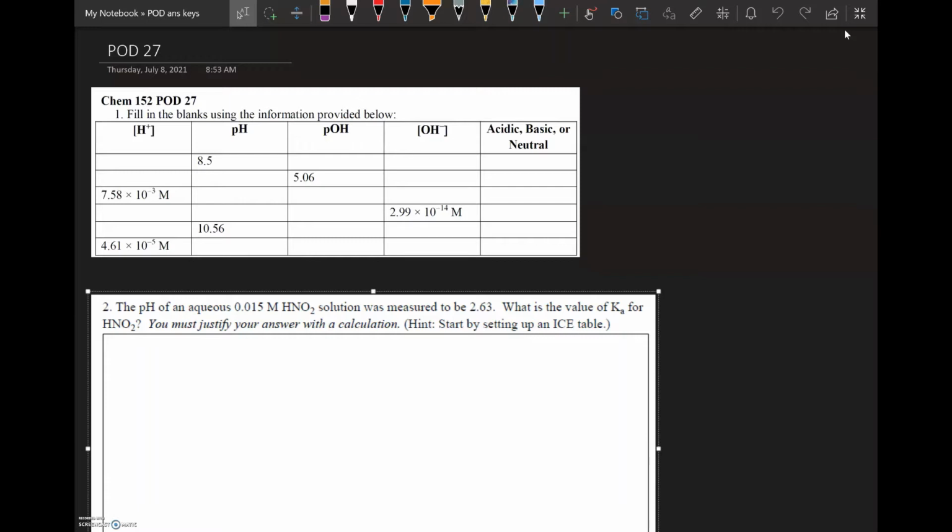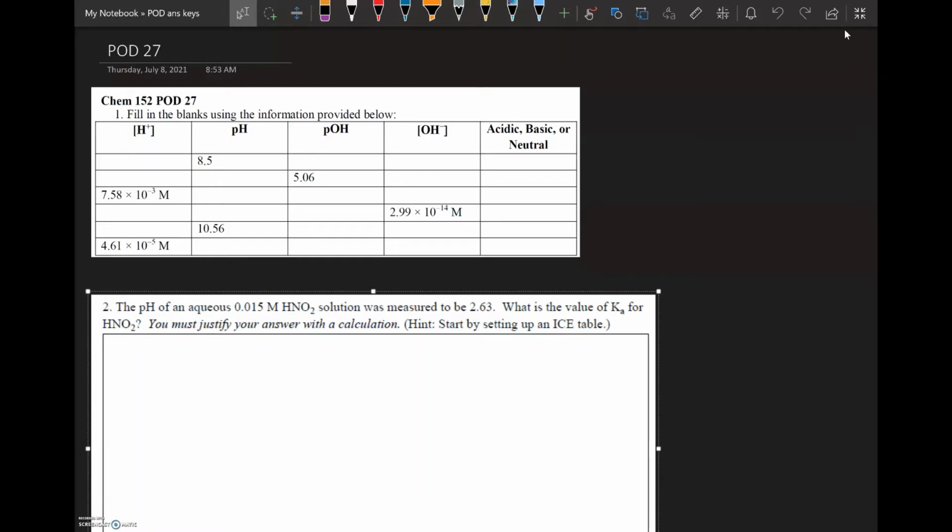We are going to be working on pH and pOH and calculating concentrations depending on the information that's provided to us. In this particular set, this is POD 27, and we're going to be filling in the blanks given the information.